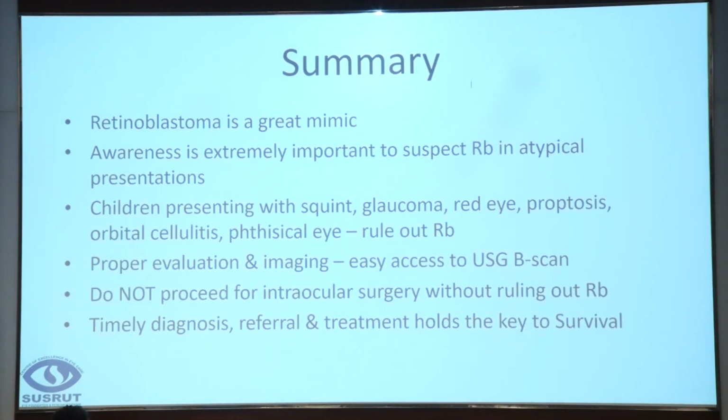So just to summarize, retinoblastoma is a great mimic, and it's extremely important that we are aware of these atypical presentations of retinoblastoma. So a child presenting with squint, glaucoma, a red eye, proptosis, orbital cellulitis, phthisical eye, please rule out retinoblastoma before you go ahead with any other kind of intervention. And if you have proper evaluation and imaging, as I was saying, we have very easy access to ultrasound B scan now. You would be able to pick up these cases and prevent a disaster.